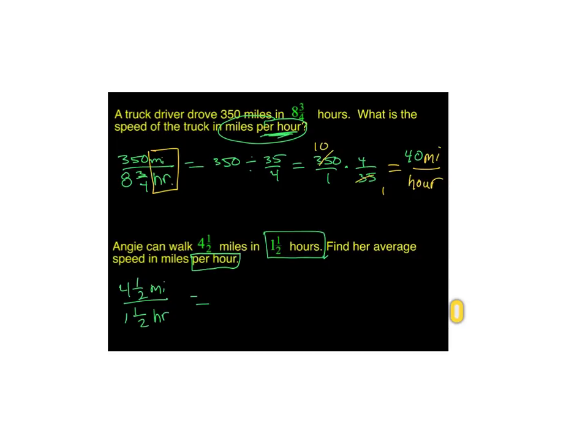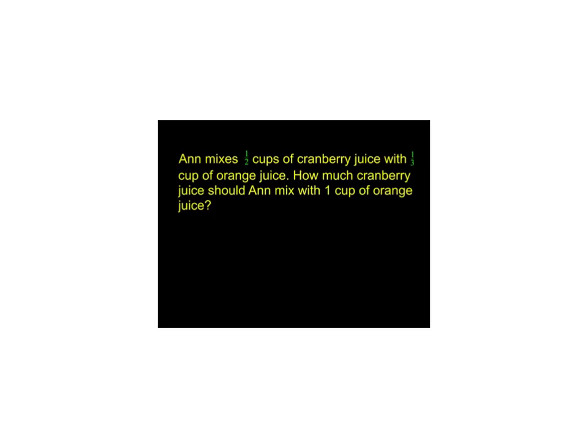So 4 1/2 becomes 9 halves. We're dividing that by 1 1/2, which is 3 halves, which means 9 halves times 2/3. Lots of good cross reducing here. My 2's cancel out. My 3 and my 9 change to 1 and 3. And I've got an answer left of 3. 3 what is the question? Well, 3, there we go. Look at our setup. Miles per hour.